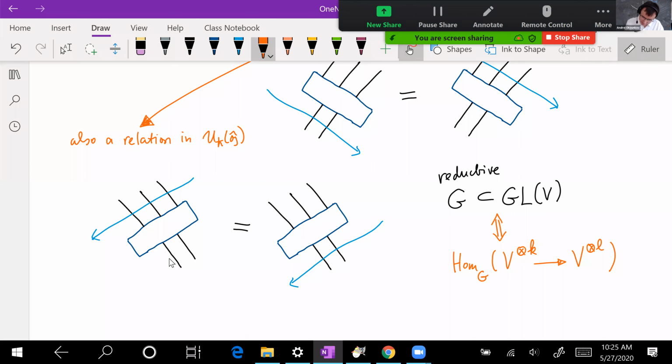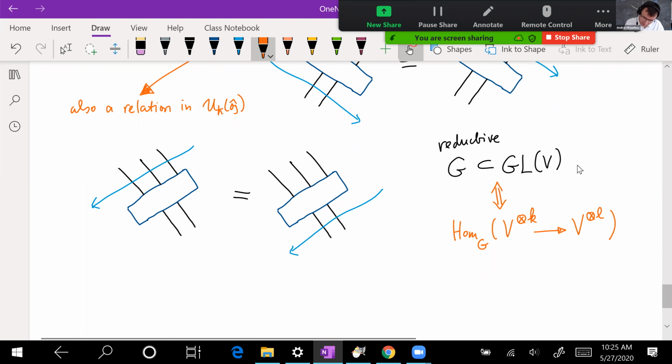So that's kind of like what's happening here. This is really maybe the main point of Hermann Weyl's book about invariance, if I may say so.